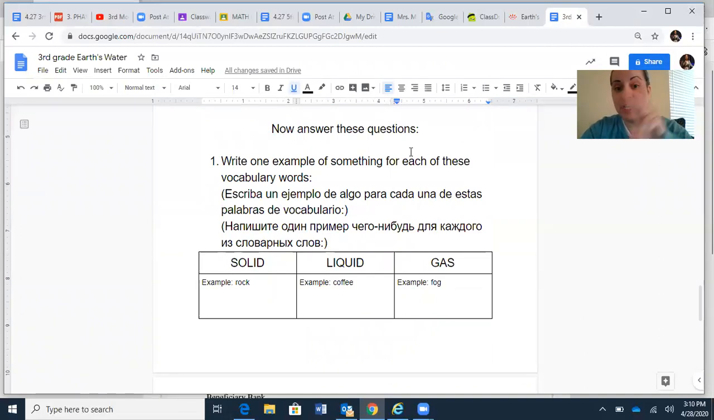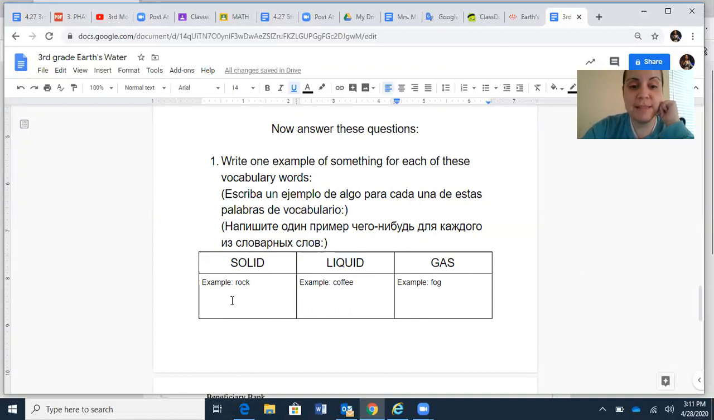There's only 2 questions. The first one, write 1 example of something for each of these vocabulary words. I wrote it in Spanish and in Russian. We have solid, liquid, gas. I wrote an example for you. You need to write 1 more example. So I said solid is a rock. Can you think of something else that is solid?